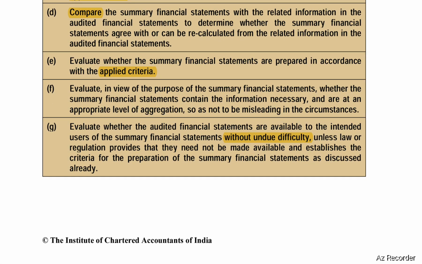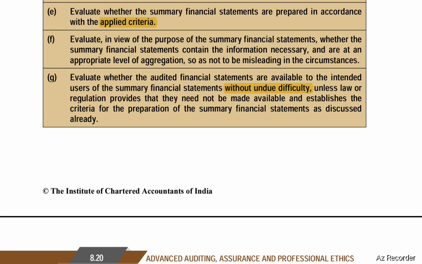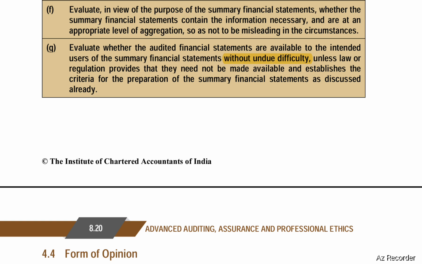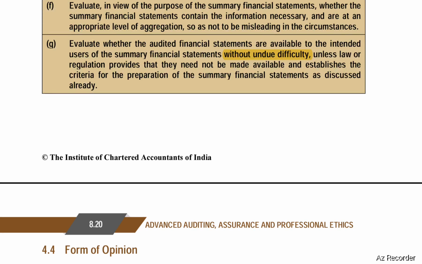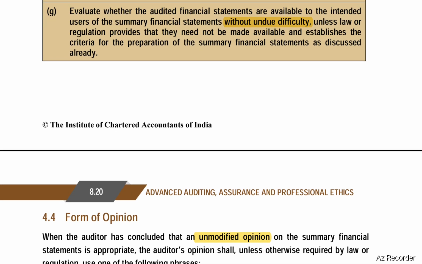Compare the summary financial statements with the related information in the audited financial statements to determine whether the summary financial statements agree with or can be recalculated from the related information in the audited financial statements. Evaluate whether the summary financial statements are prepared in accordance with the applied criteria. Evaluate, in view of the purpose of summary financial statements, whether the summary financial statements contain the information necessary and are at an appropriate level of aggregation so as not to be misleading in the circumstances. Evaluate whether the audited financial statements are available to the intended users of the summary financial statements without undue difficulty, unless law or regulation provides that they need not be made available, and establishes the criteria for the preparation of the summary financial statements, as discussed earlier.